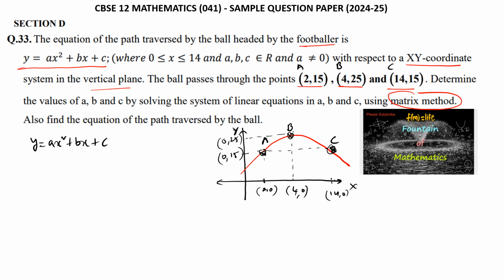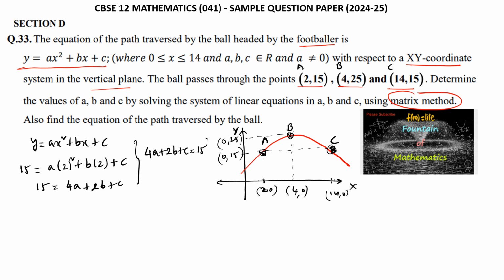So when x is equal to 2, we can write y is equal to a into 2 square plus b into 2 plus c. So that is y is equal to 4a plus 2b plus c. So y value is 15. So we can write 4a plus 2b plus c is equal to 15, is one equation.